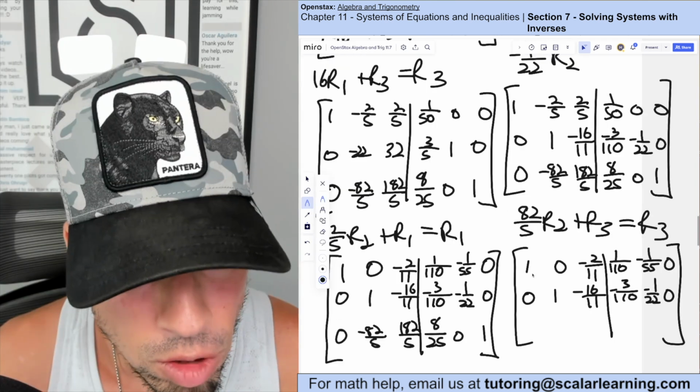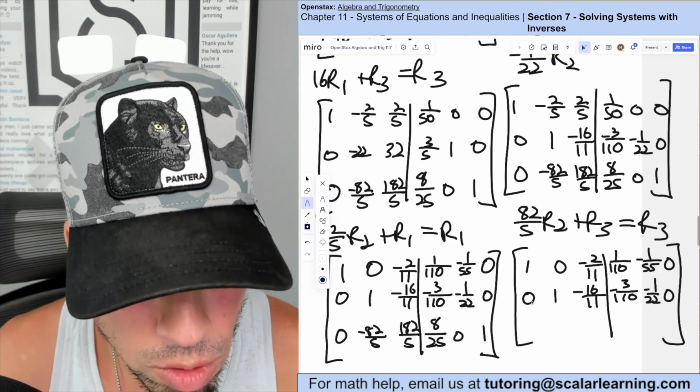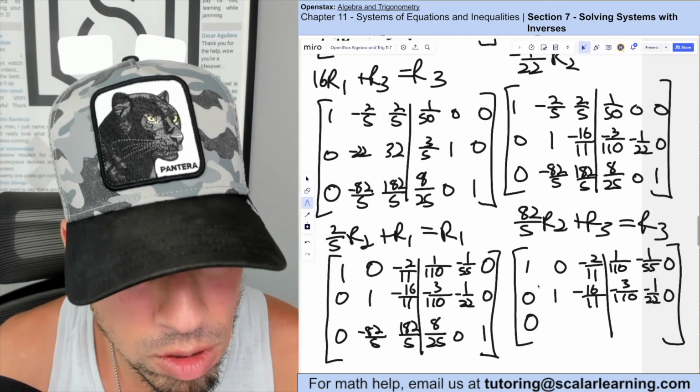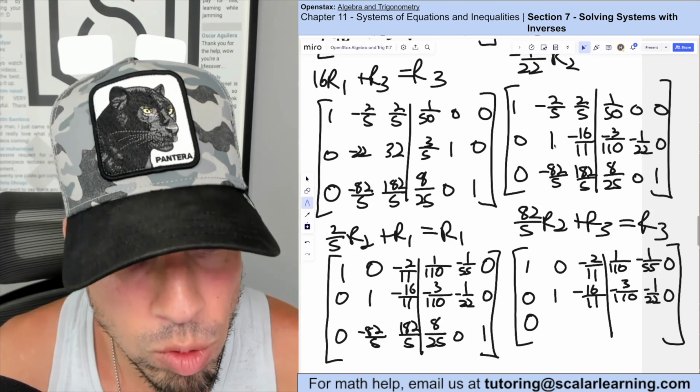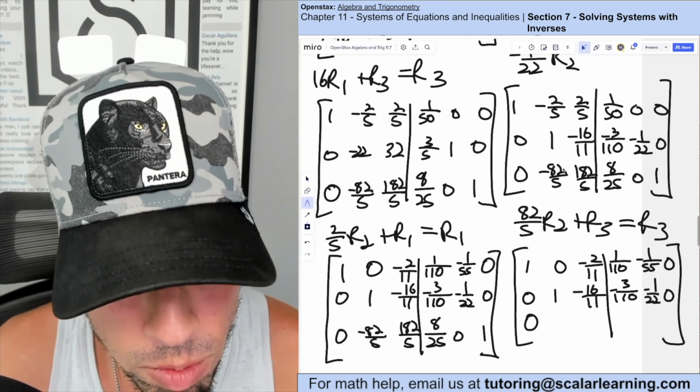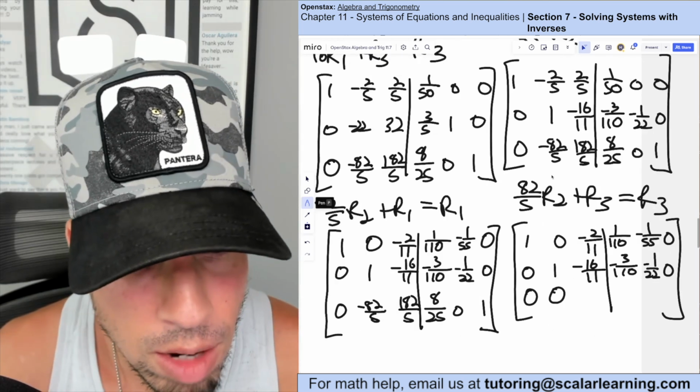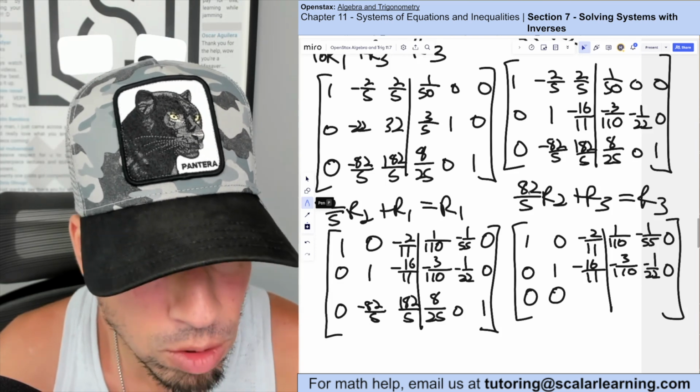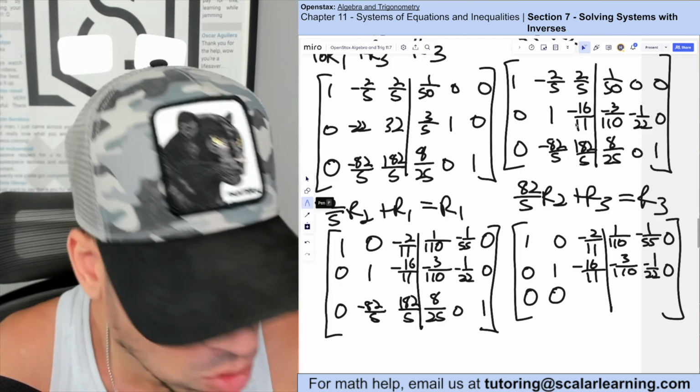Let's write it out. So now we got 82/5 times 0 is 0 plus 0 is 0. 82/5 times 1 is 1, or 82/5, excuse me, plus negative 82/5 is 0. All right, now we got some more complicated math. So we got 82/5 times negative 16 over 11.